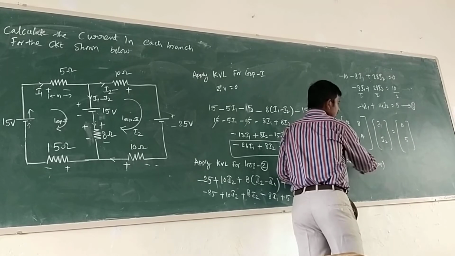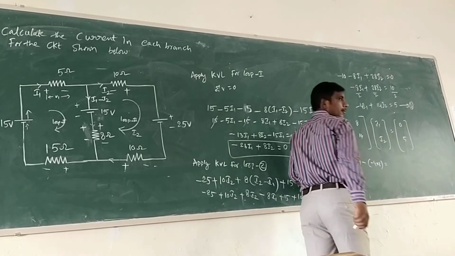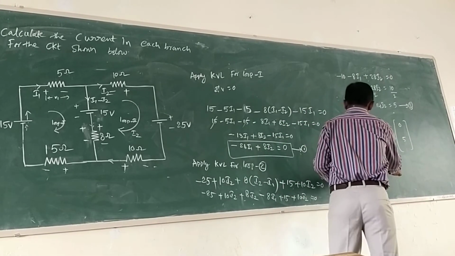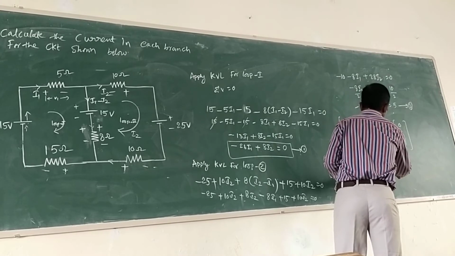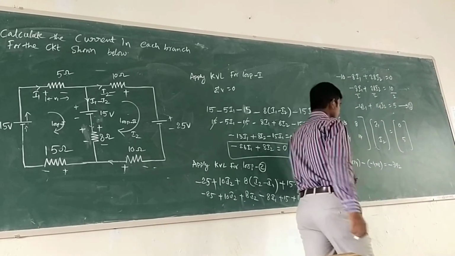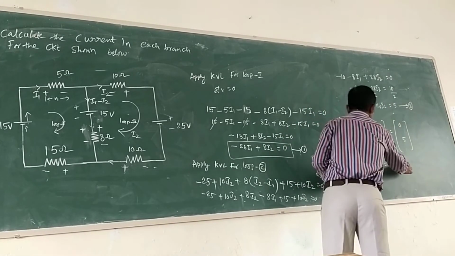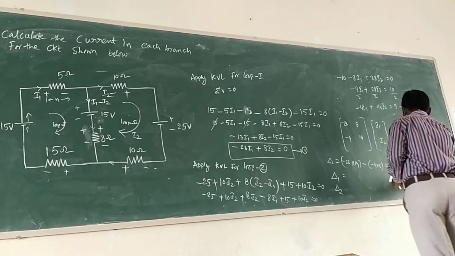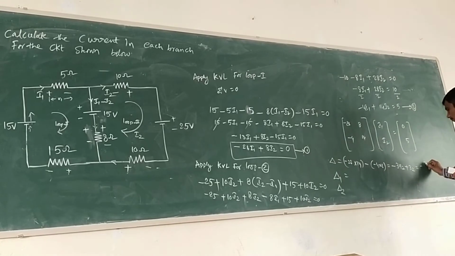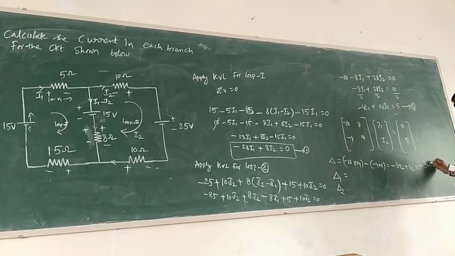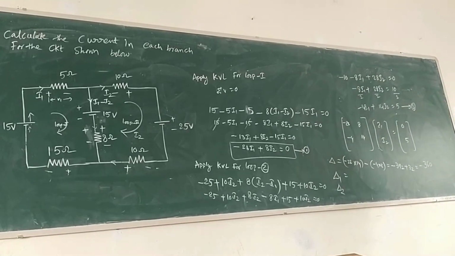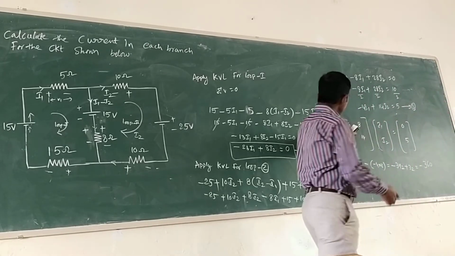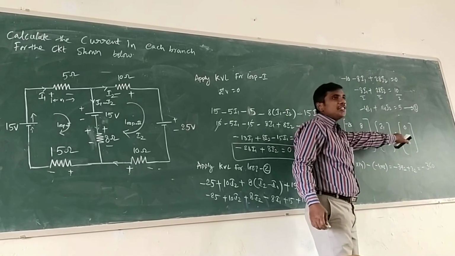Tell me this answer. Minus 392 plus 32. Now minus 360. Delta equals minus 360.